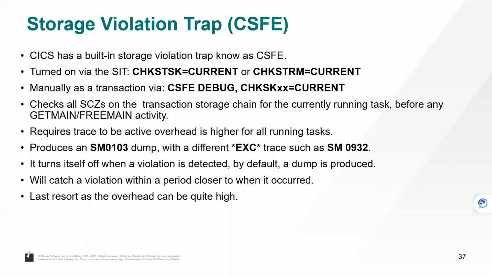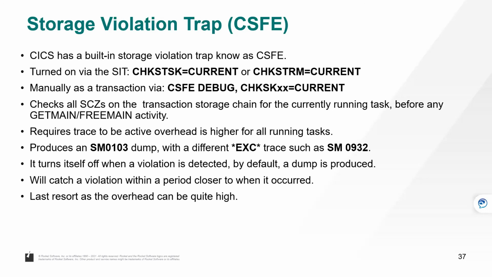Now, if you run this, just beware, you're going to use a lot more CPU, because now every time there's a get main or a free main, CICS will check all the storage areas associated with the task. The hope is you catch the violation a lot quicker to when it was violated. Notice if you're only catching storage violations at an end of task, it's kind of hard because the task could run for half an hour. Well, could run for, I don't know, 2 seconds, right? So the violation could have happened a long time ago.